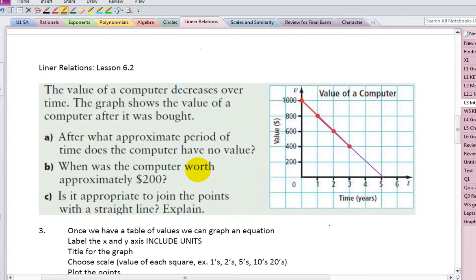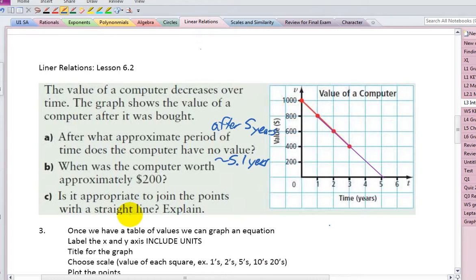Approximately, when does it have no value? About 5.1 years. Or you should say after 5 years. Is 5 years the correct answer? Not on mine, because it clearly looks like it's after 5. But if yours is touching it because your line's thicker, then go ahead, you can say that, okay? For some people, I think it does work out, okay?